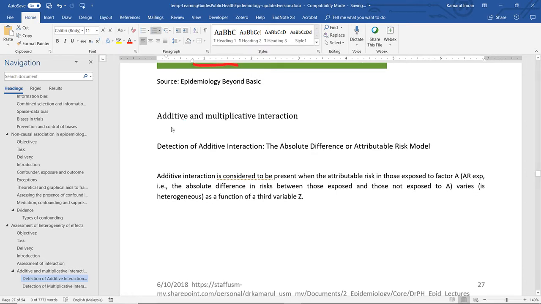So you have additive and multiplicative interaction. In this subsection, you need to be able to detect additive interaction. So you need to read and understand the absolute difference or attributable risk model.